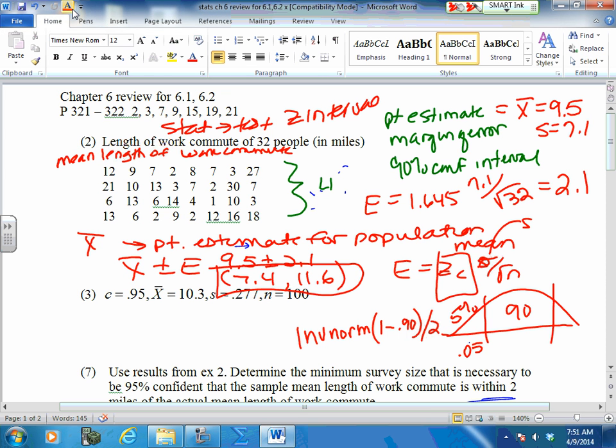Do you have a question? Well, we don't know the population mean. We can only find the sample mean. We only found your sample mean. We don't know the population. This isn't all the lengths of times of everybody. This is just a sampling of 32 commute times.